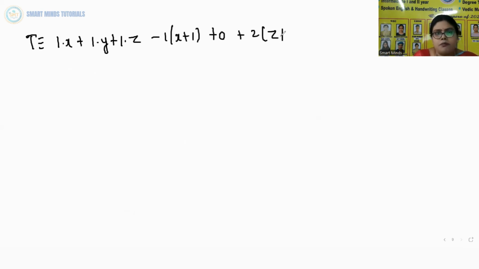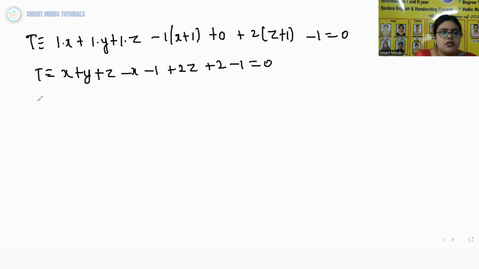Now we will substitute these u, v, w and d values in the tangent equation. So that is 1 into x plus 1 into y plus 1 into z minus 1 into (x + 1) plus 0 plus 2 into (z + 1) minus 1 is equal to 0. So that is x + y + z − x − 1 + 2z + 2 − 1 = 0. So T is y + 3z.